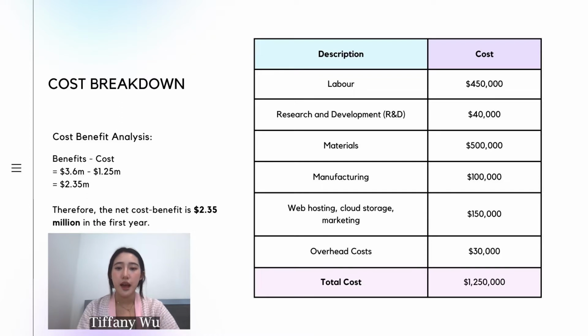Finally, the total cost of this project will be $1,250,000. However, we expect that we should be able to price this product at $1,800 per unit, which will give us a total revenue of $3.6 million if we sell 2,000 units in the first year. Now, according to these numbers, if we conduct a cost-benefit analysis and calculate the net cost benefit, we will be making a profit of $2.35 million.